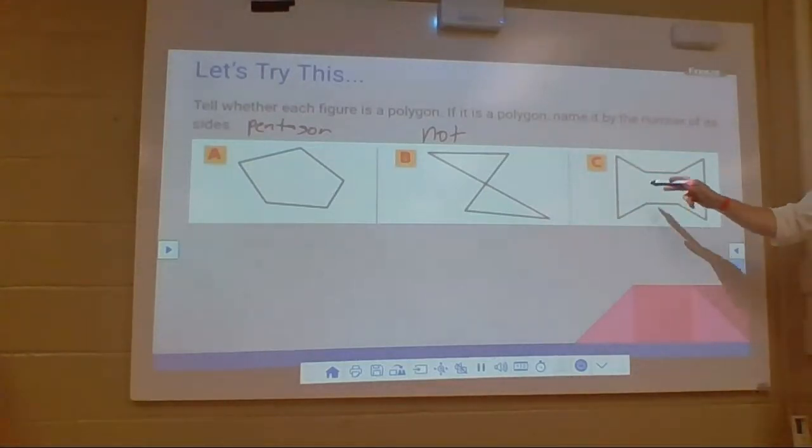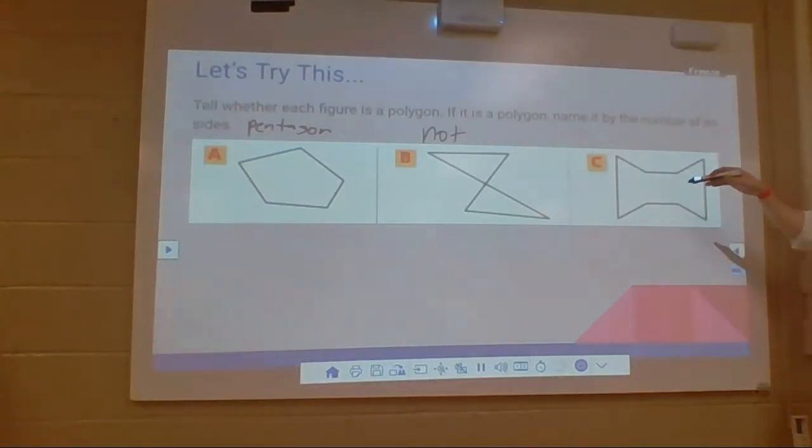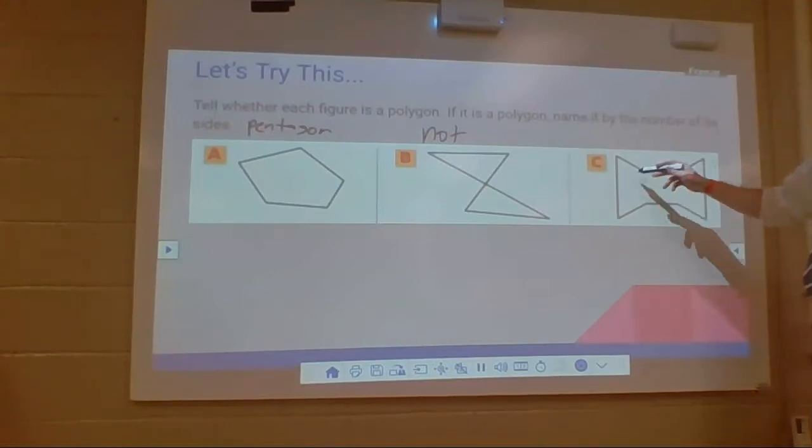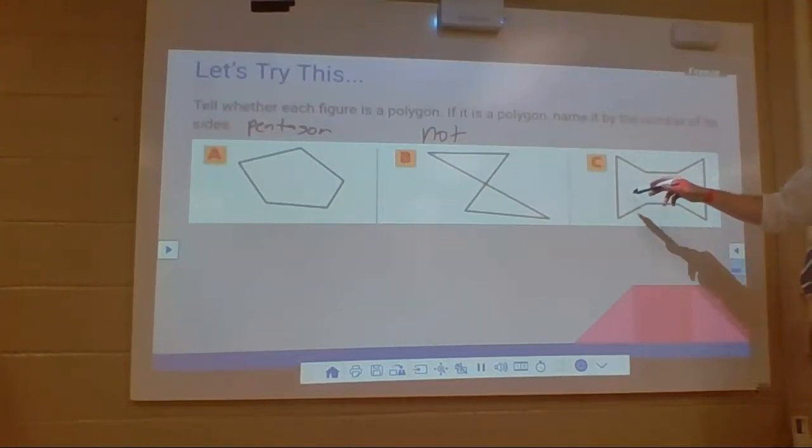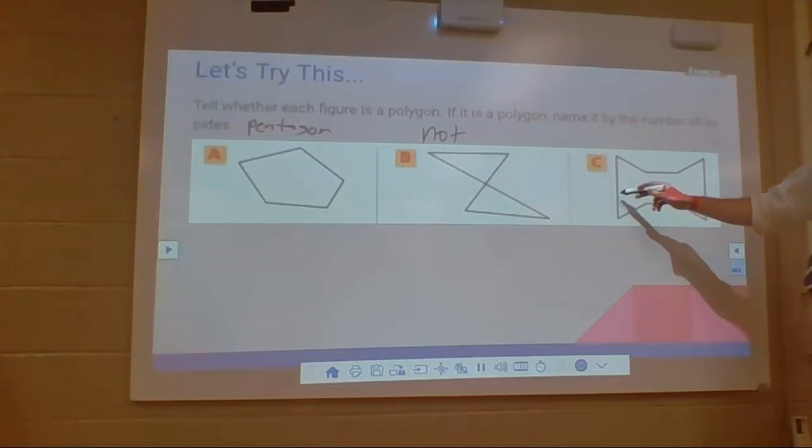C. Well, that is a polygon. All right, it's closed, no rounded parts. Its sides meet at the end points. So let's figure out what its name is. Well, it has 1, 2, 3.